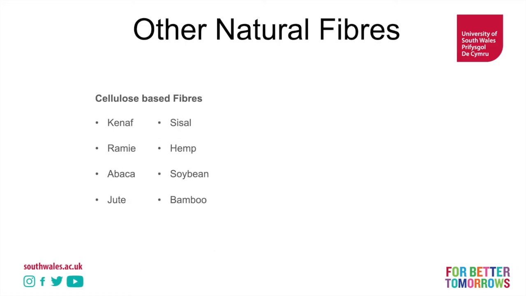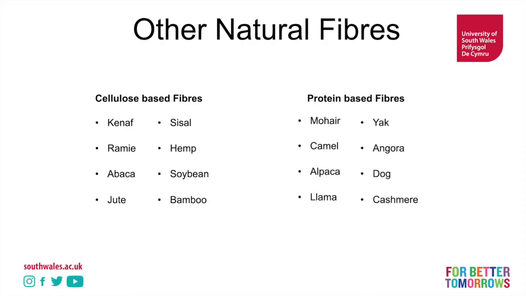Here are some other natural fibres. So we have cellulose fibres here from hemp, soybean, bamboo, jute, sisal. Then we have mohair, yak, dog, cashmere, llama, alpaca, lots of other protein fibres.